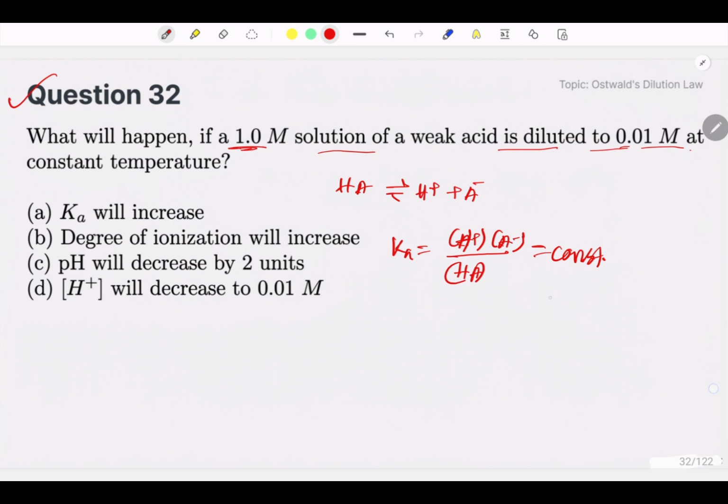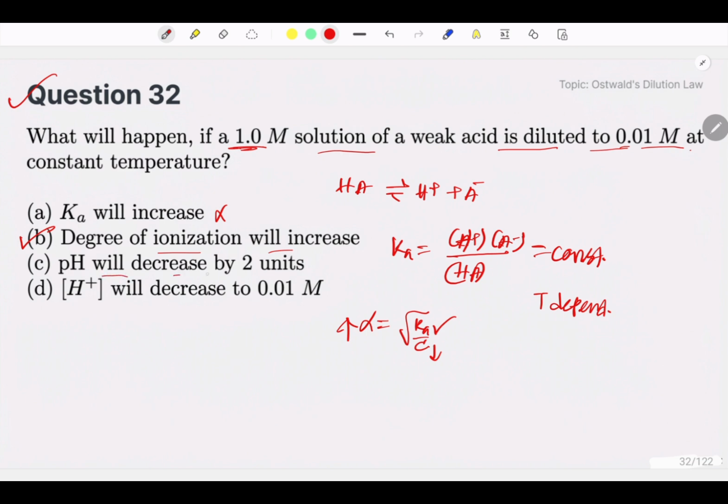So this is a constant. It is only temperature dependent, so that statement is not true. Degree of ionization will increase. Alpha is equal to root over Ka by C. As Ka is a constant, if the concentration is decreasing, then alpha will increase. So this is a correct statement.